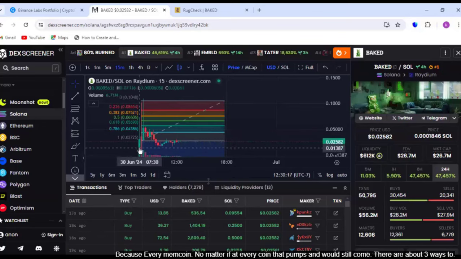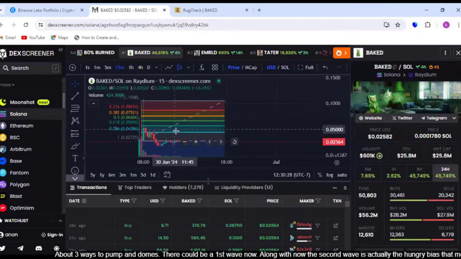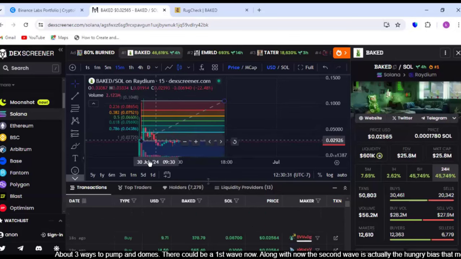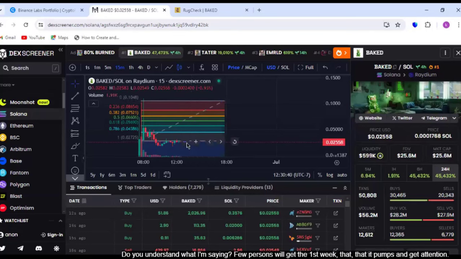Now, why are you considering below 0.786? Because every meme coin, in fact, every coin that pumps and dumps would still pump. There are about three waves to pump and dumps. There could be a first wave down, another wave. Now, the second wave is actually the hungry buyers that missed the first wave. Do you understand what I'm saying?